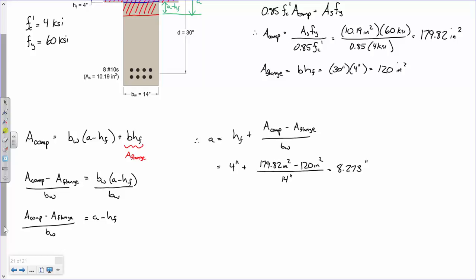And it'll work every time for a true T-beam. That's why we did it symbolically. So yes, it will work every time, if it's a true T-beam. If it's not, you'll get some weird answers. So that's why we do this comparison up here. If the area in compression is greater than the flange area, it's a true T-beam. If not, it's a rectangular beam, and you just do what you've been doing before. So far, so good?